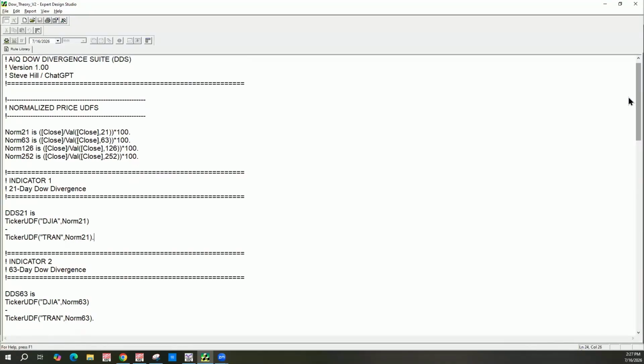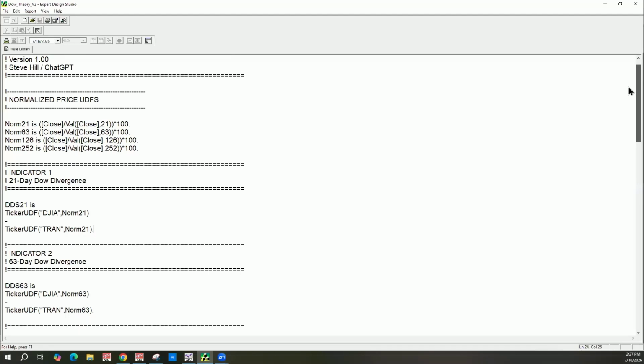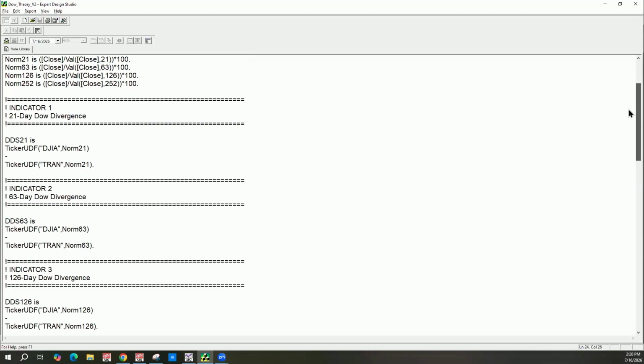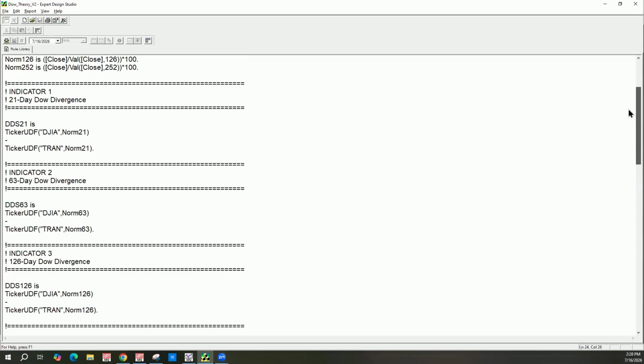And then I started looking at, what do we do here? Well, we can take the price action of the Dow and the price action of the transports, right? So I got those two things ready immediately. And what I can do is then make myself an indicator for different moving average periods to try and get the divergence.